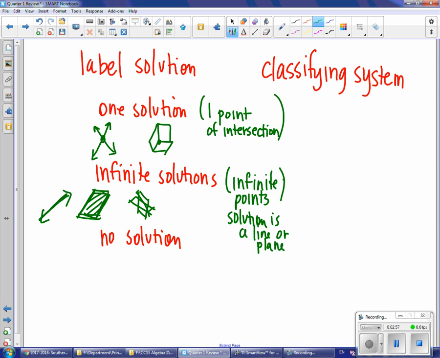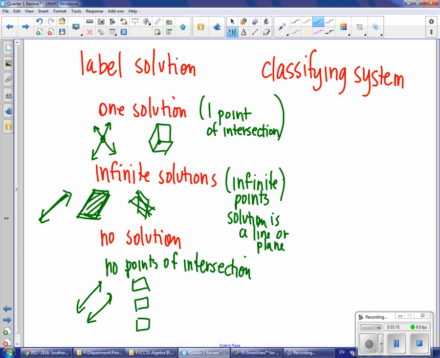And no solution means that there are no points of intersection, or no points in common. And so if you're dealing with lines, it could be that you have 2 parallel lines. It could be that you have 3 parallel planes. It could mean that 2 of your planes intersect, or they all intersect, but maybe not at the same place.